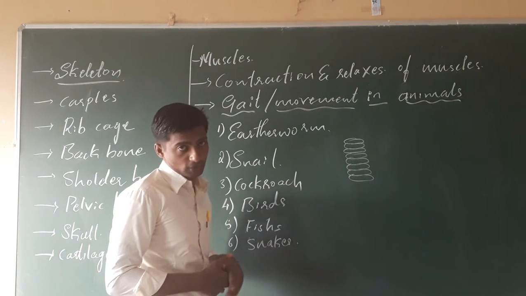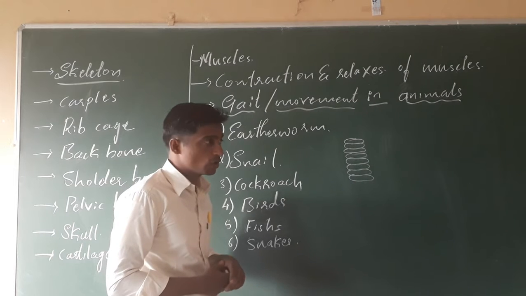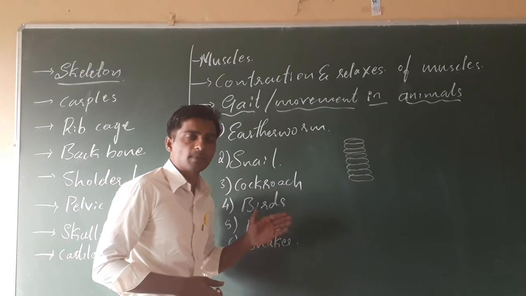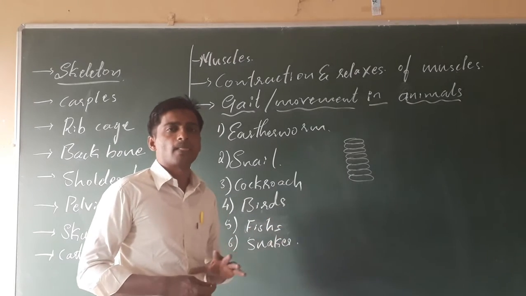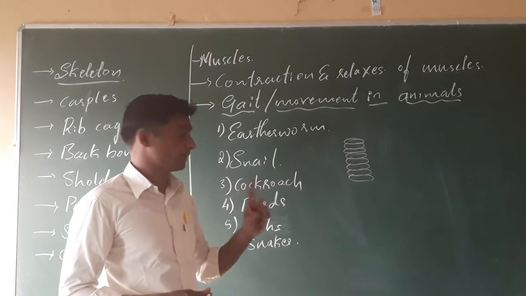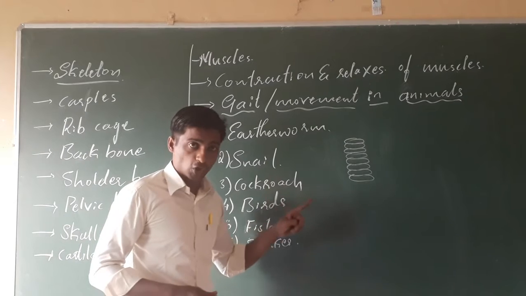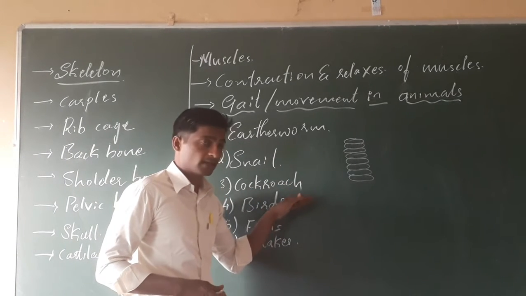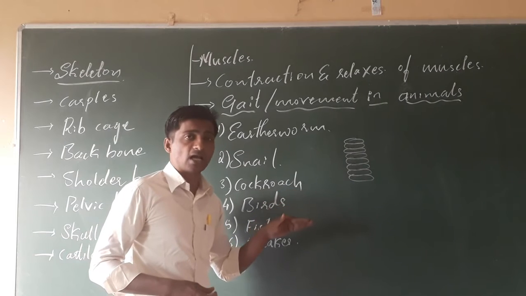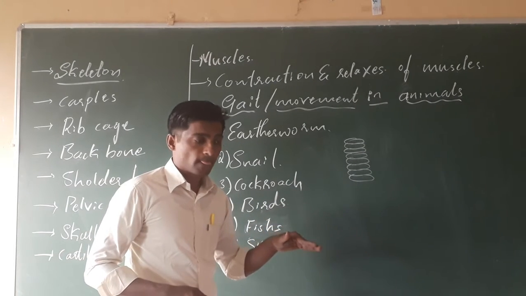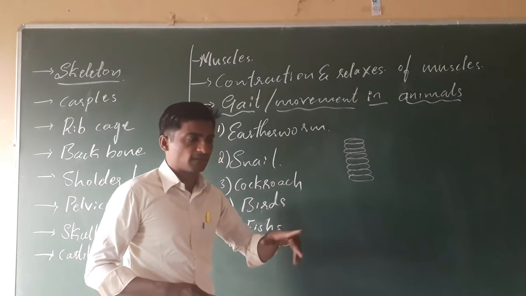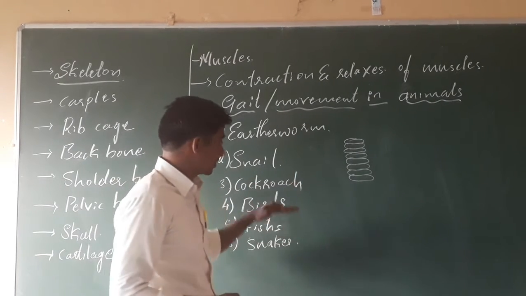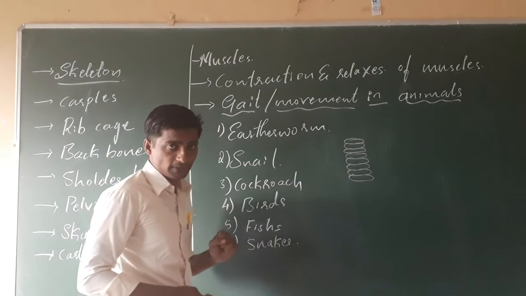Come to the cockroach. The cockroach will move by different parts. They have 3 pairs of legs, and the cockroach can also fly with the help of wings. The cockroach can fly, can walk, and can run or can cling. Isn't it? 2 types of locomotory organs are present.